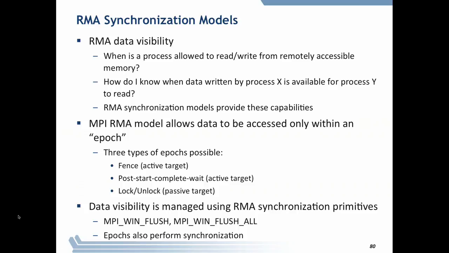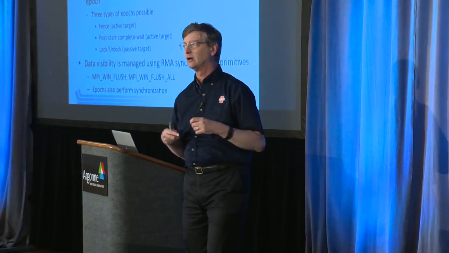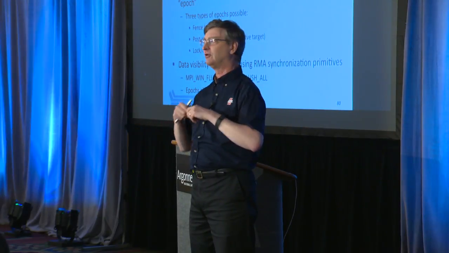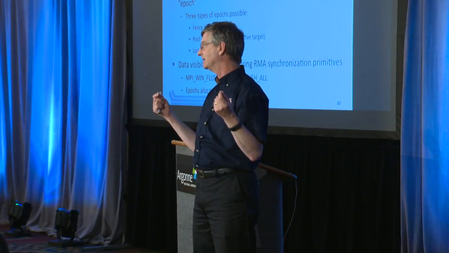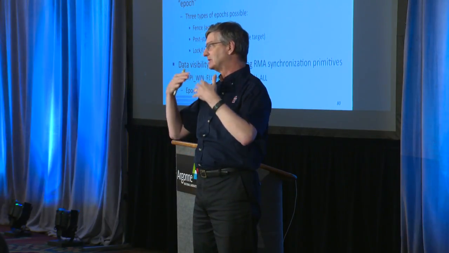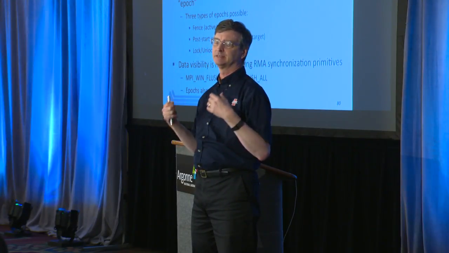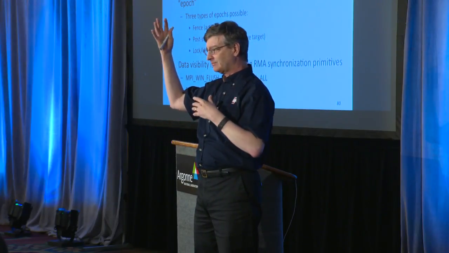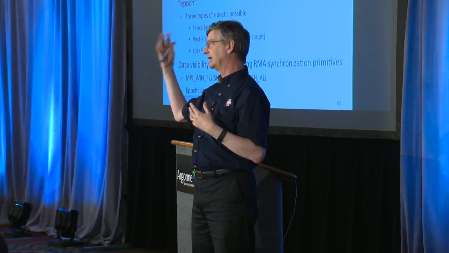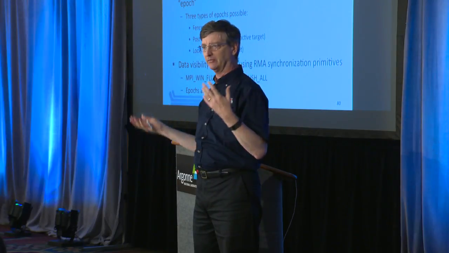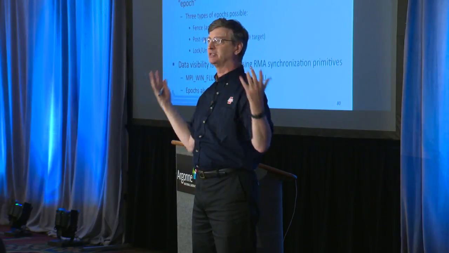And there are roughly 3 kinds of epochs. So 2 of these are called active target. And by that, the data synchronization involves all of the processes. So everybody is active in managing the synchronization. And so the synchronization part actually looks a little bit more like a 2-sided process, because while processes may have specified the data communication in a one-sided way, so just do the puts or gets or whatever, when it comes time to synchronize the data, everybody's participating.